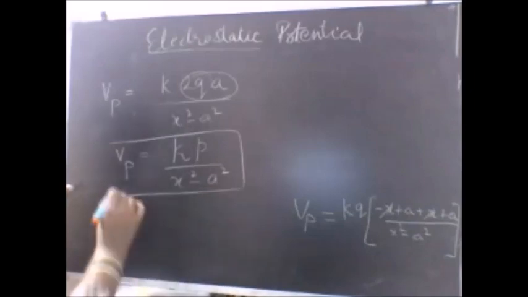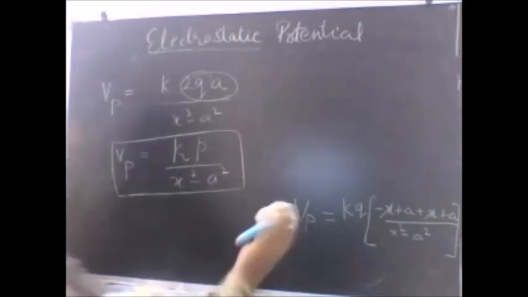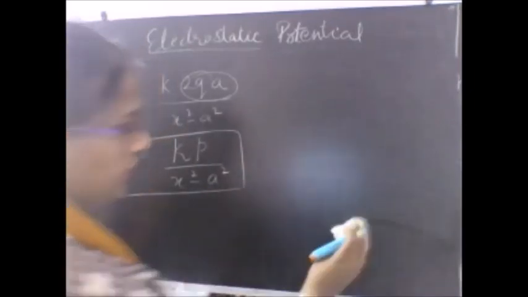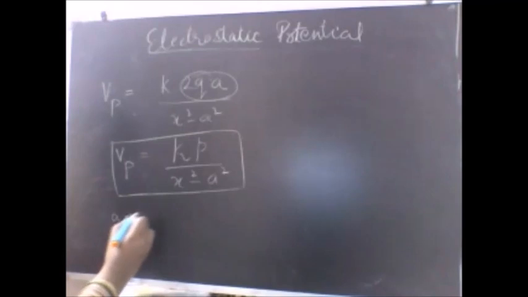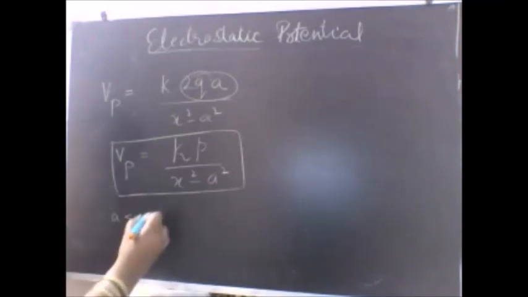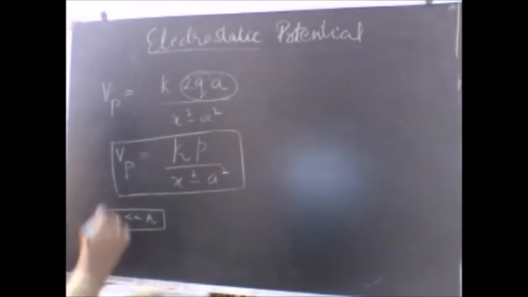We can solve the electrostatic potential on the equatorial line and the axial line for the point dipole also. So when we are taking the case of the point dipole, you will have to say that okay, a is negligibly small compared to r, and you can find out the electrostatic potential for the point dipole.